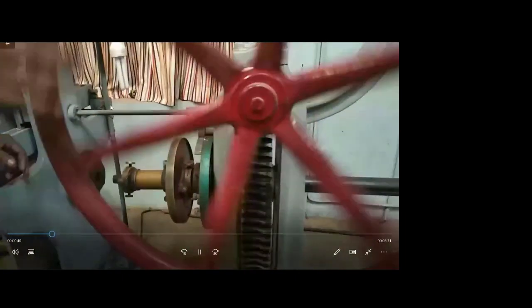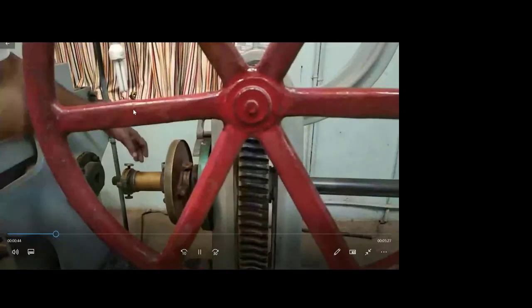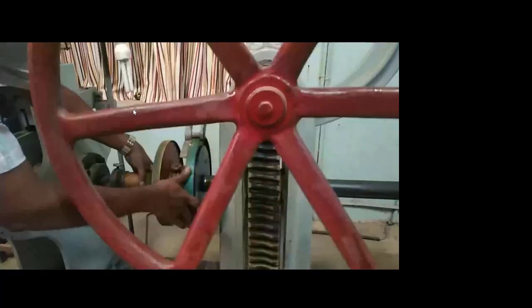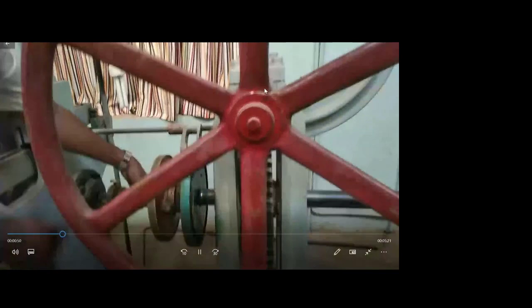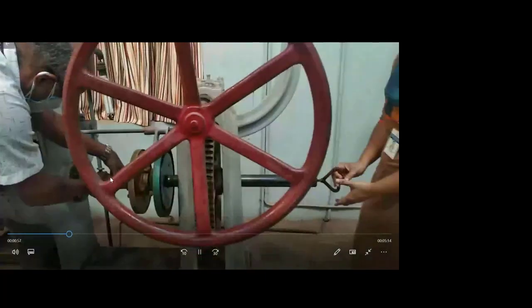So this is exactly the machine available in our lab. See here, okay, pull it like this. Then it is to be adjusted, ensuring that the slot is correctly placed. See here, push it.